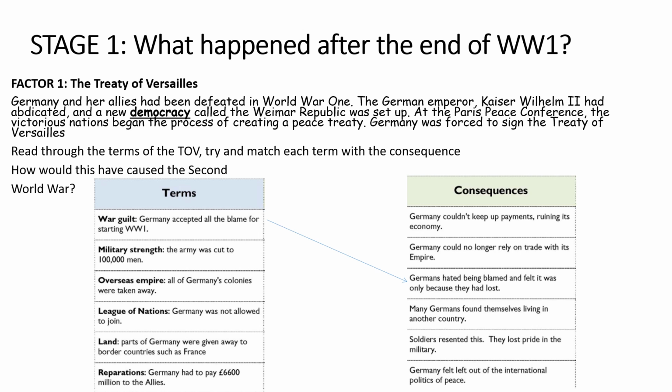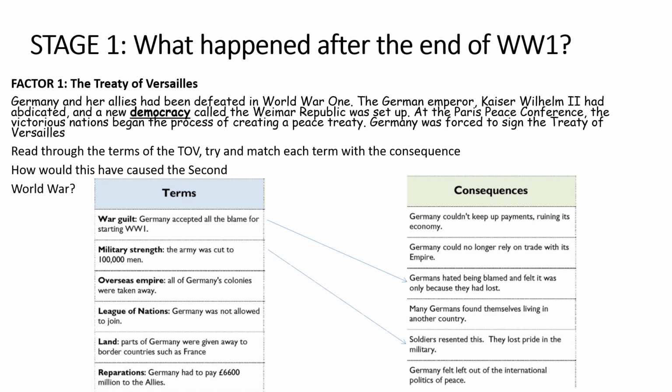Right, I hope now you've all had a chance to do that, and we'll run through the answers. Okay, so the first one we've already done together as war guilt. Germany accepted all the blame for starting World War I. The arrow goes across to Germans hated being blamed, and it felt like it was only because they had lost. Okay, that's the first one we did together.